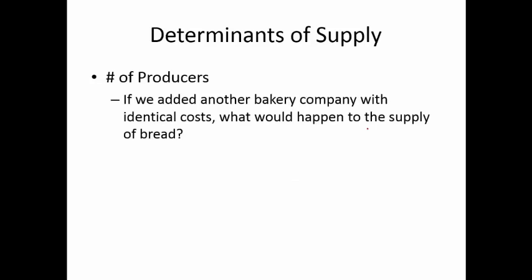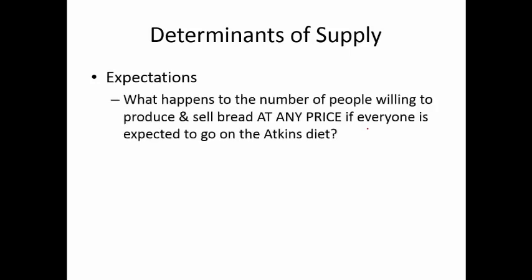The number of producers. We add another bakery with identical costs. What would happen to the supply of bread? Well, it would be shifted to the right. It would be doubled. And finally, expectations.